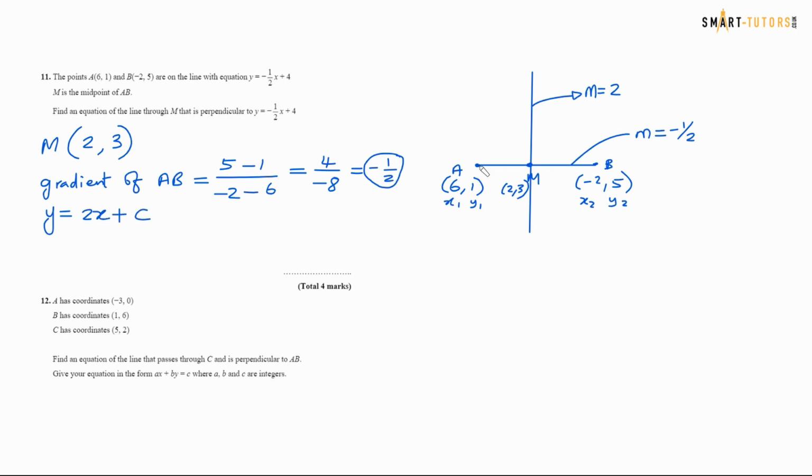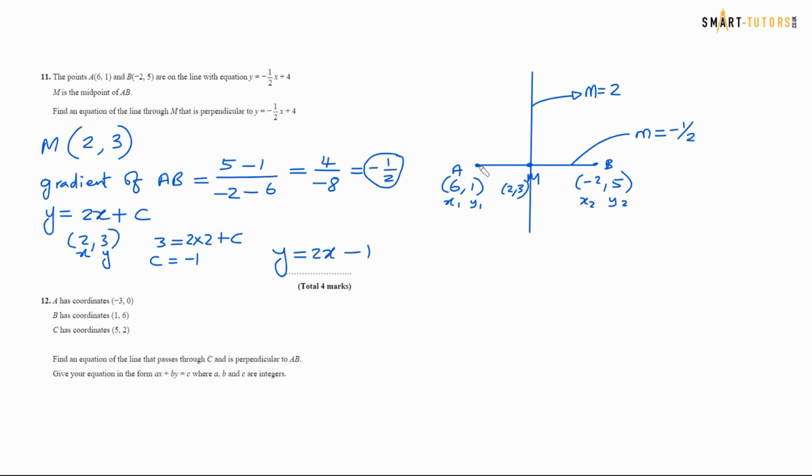The line is passing through the midpoint (2, 3). So 2, 3 means this is going to be x and this is going to be y. So y equals 3. So 3 equals 2 times 2 plus c. So 2 times 2 is 4. Take away from 3 is minus 1. So c equals minus 1. So the answer for the equation is y equals 2x minus 1.